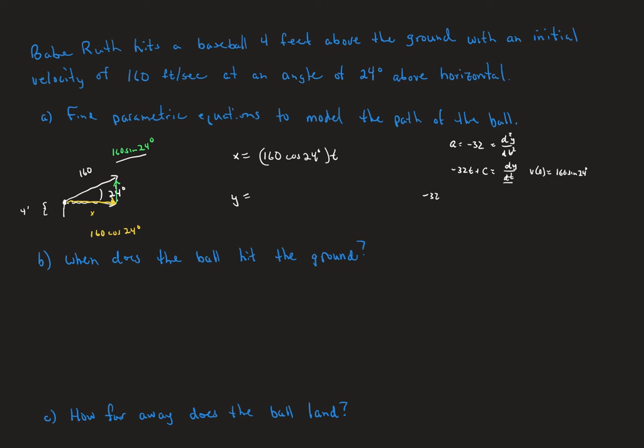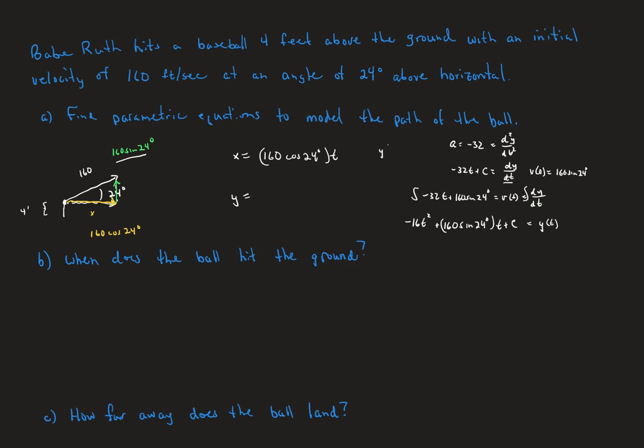So that's going to make -32t plus 160 sine of 24 degrees our velocity in the y direction, which we can think of as dy/dt. If we integrate a second time, we'll get 1/2 t squared times -32, which is -16t squared. We'll get that constant 160 sine of 24 degrees times t plus another constant. That's going to be our position in the y direction.